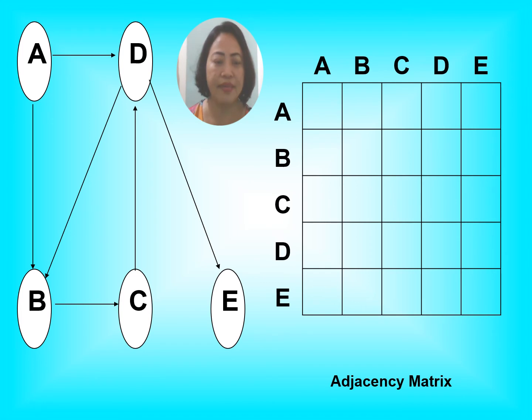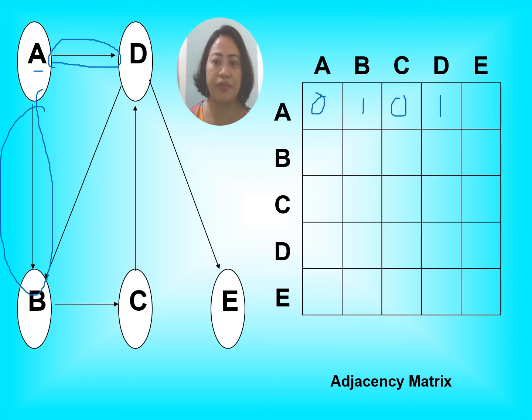So from A, all you have to do is check all the edges from A going towards another vertex. Same way of drawing the table. So from A, it has a directed line or edge going towards B and D. So B and D. The rest are 0.